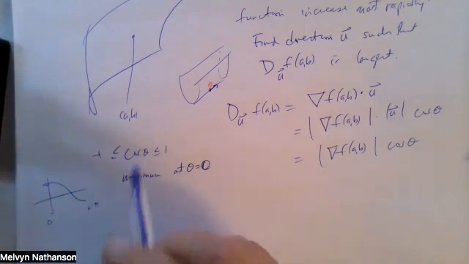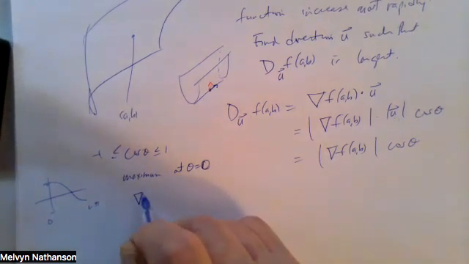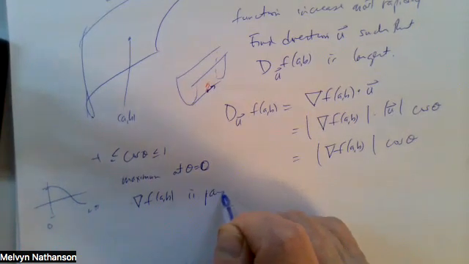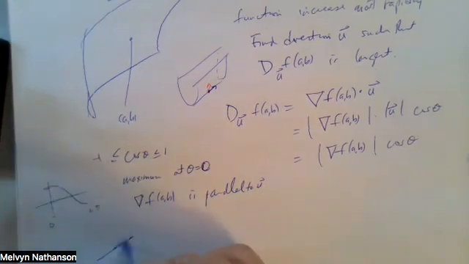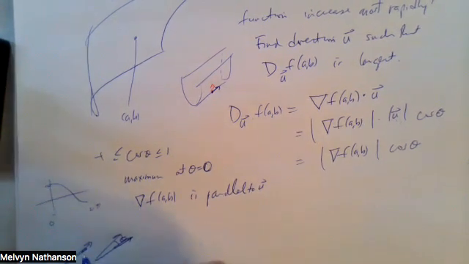So theta equals 0, which means that the gradient of f at (a, b) is parallel to u. You have two vectors. This is the angle between them. That angle is 0 when the two vectors are pointing in exactly the same direction.